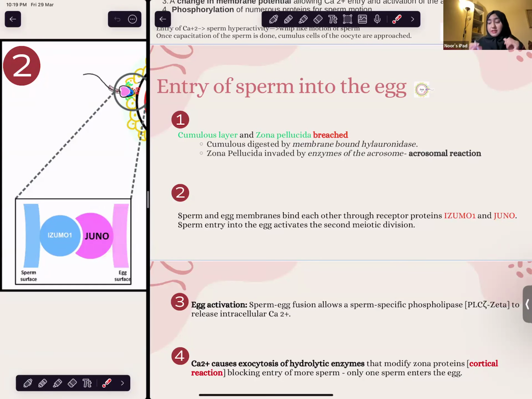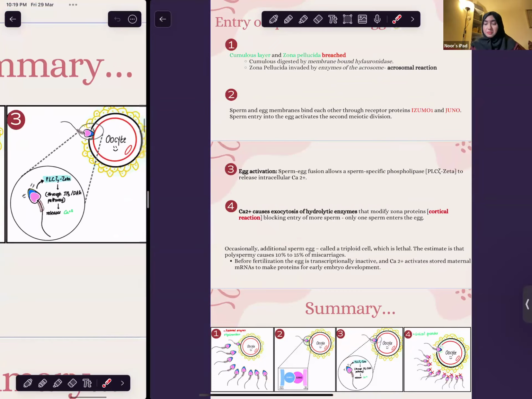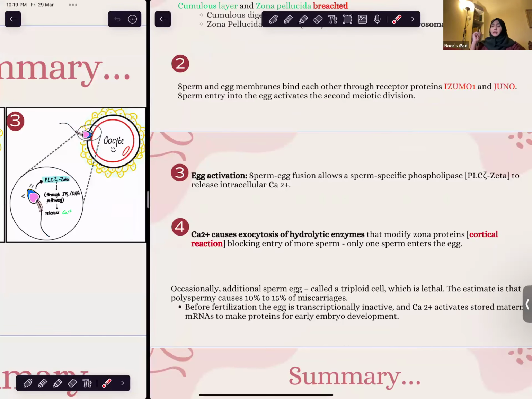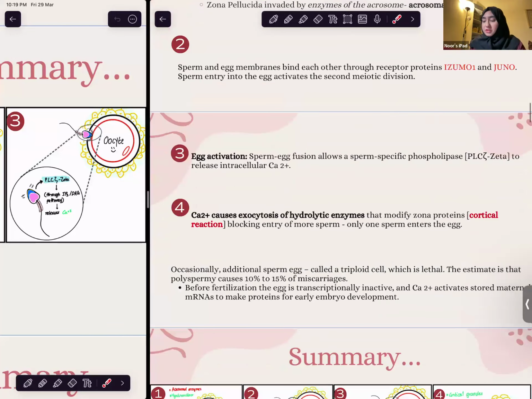So in the second step, Izumo1 and Juno are attached to each other, they're more like receptors, which facilitates the sperm entry into the egg, and that resumes the second meiotic division. Okay, coming to the third one. This is important. Please remember the third one. Again, just a recap. The first one, zona pellucida and cumulus is breached. The second one, the fusion of Izumo1 and Juno. Third one, we have something which is called egg activation.